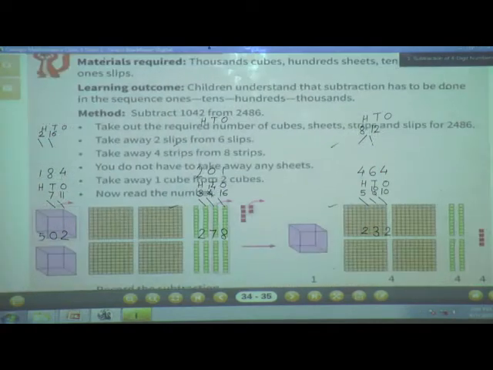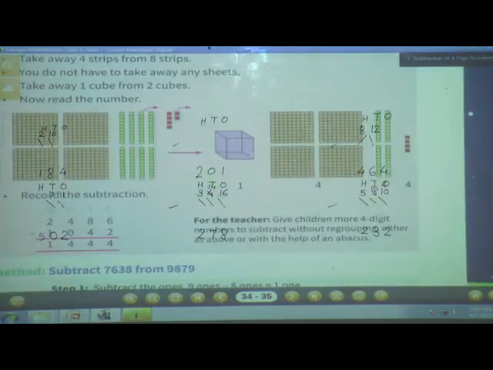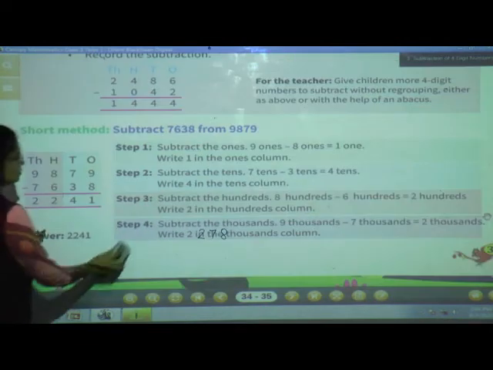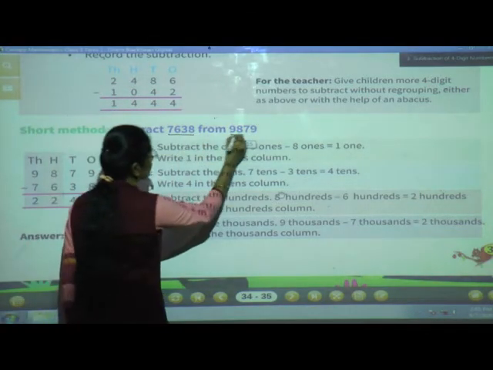Here now we are going to start the subtraction of 4-digit numbers without regrouping. Okay. We will see the first example. See, the subtraction of 4-digit numbers. And the numbers are: subtract 7638 from 9879. Okay. Now see students, you have to see carefully these two numbers.